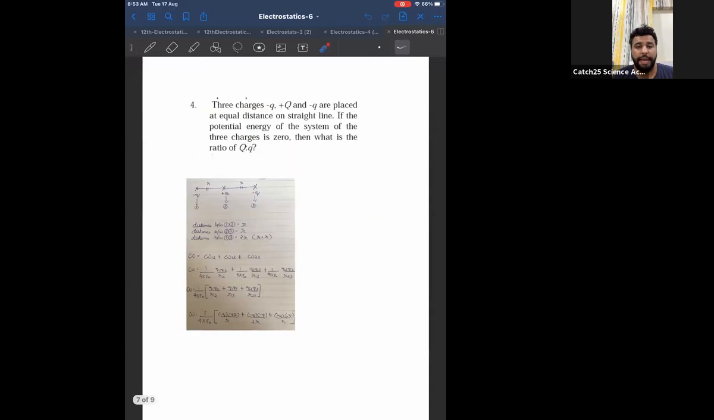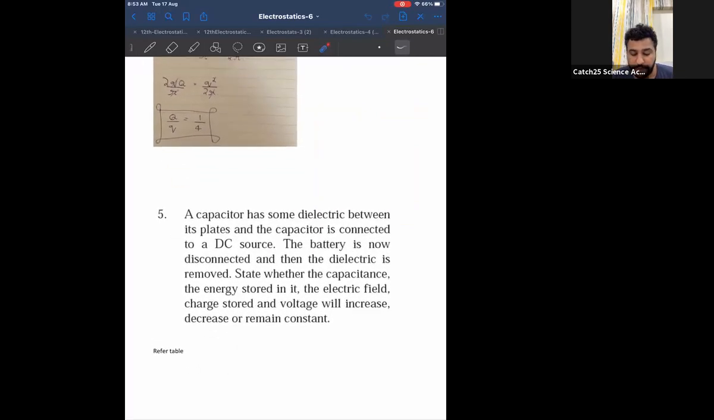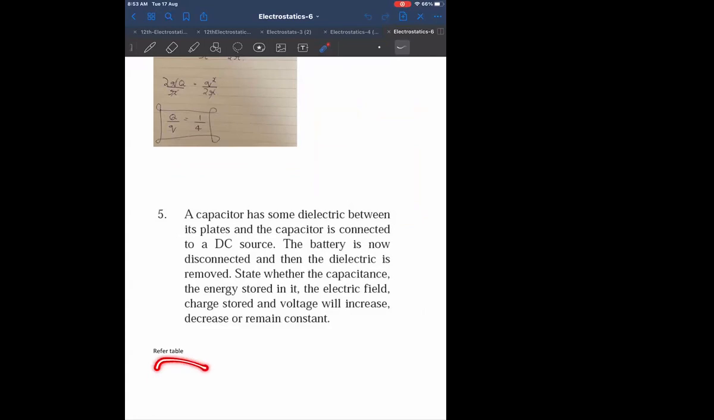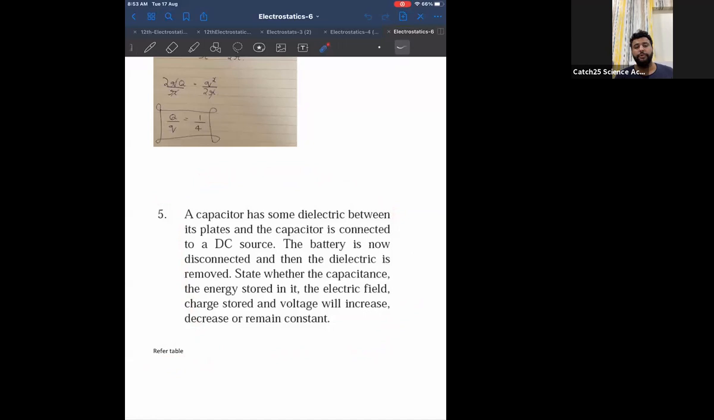Okay. Last question for your boards. Before that, look at this, question number 5. This is your homework, the last homework for you. For this homework, you need to refer to the table that we have just done: when a battery is connected and when a battery is disconnected, what will happen. Now refer to that table and try to answer this theory question number 5. This is your last homework for this chapter. After that, we'll do one last question, and with that, we'll stop. Make a note of this homework question.